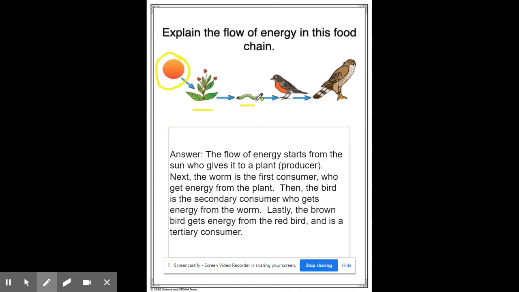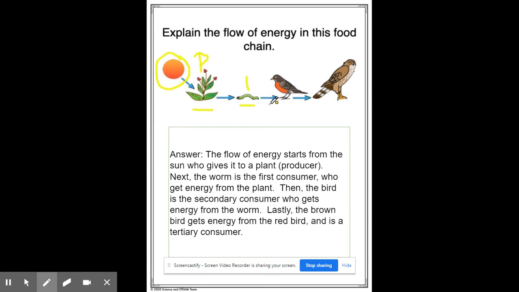Consume means to eat, to take in energy. That plant is not consuming energy from the sun, ladies and gents. The plant is the producer. We don't call that plant a consumer. That first consumer is the worm because it's actually eating. What is it eating? That plant.